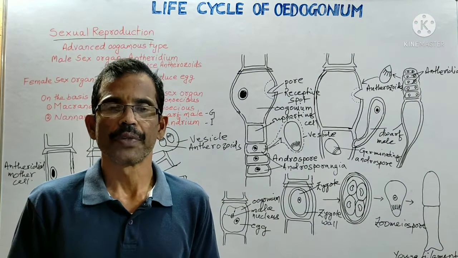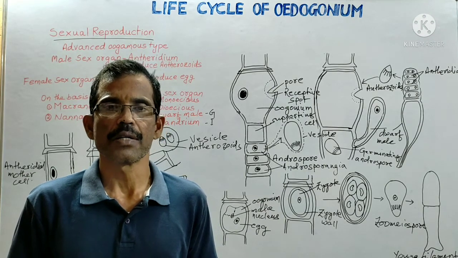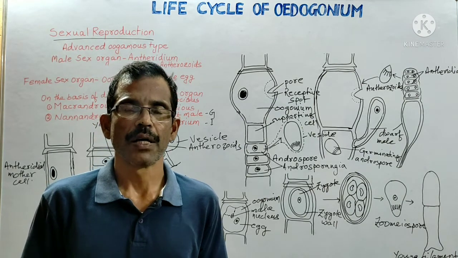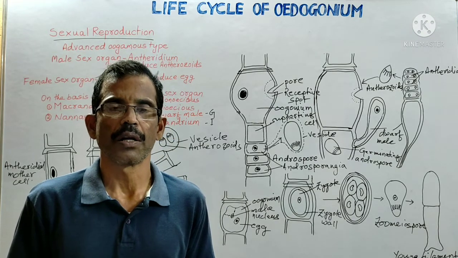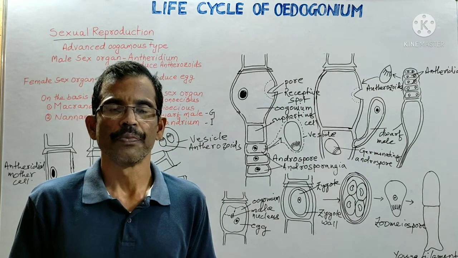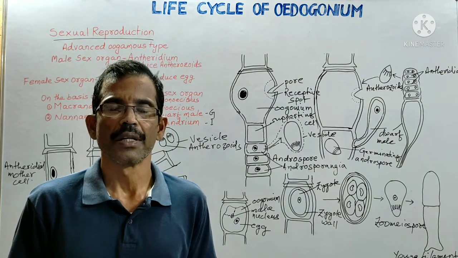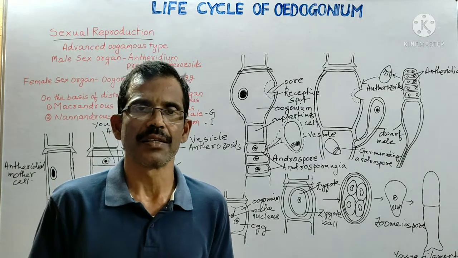Reproduction in Oedogonium. In Oedogonium, sexual reproduction is of advanced oogamous type. Sex organs are well developed. Male sex organ is known as antheridium and female sex organ is known as oogonium. Antheridium produces male gamete known as antherozoids and oogonium produces female gamete that is known as egg.